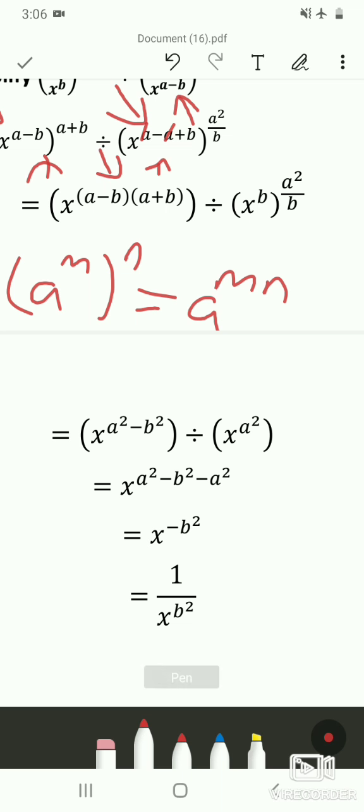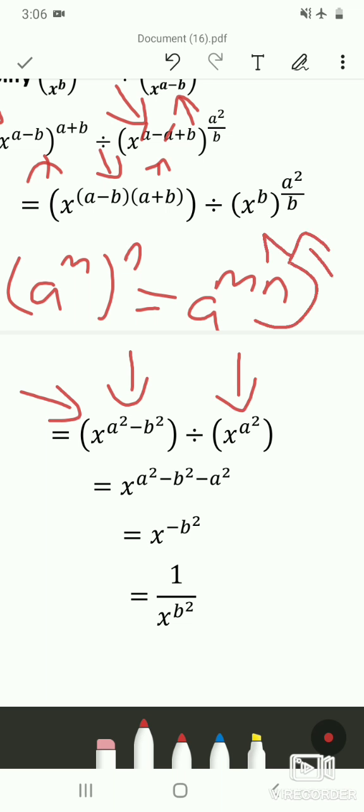So in the previous video we had seen some of the formulas, so using that formula we'll get it as a square minus b square, that is a square minus b square is nothing but a minus b into a plus b. So we'll get the first term as x raised to a square minus b square. So here in this term you can see again we are using the same law, so this b and this b gets cancelled, so we are left with x raised to a square.